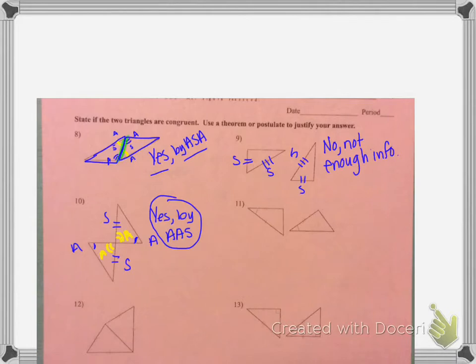All right, let's look at number 11. In number 11, I've got a side. I've got another side over here. I've got an angle and an angle. So that's looking good so far. And last, I've got one more side. Okay, so this one would be yes by, we look at the order, side, angle, side as we move around.